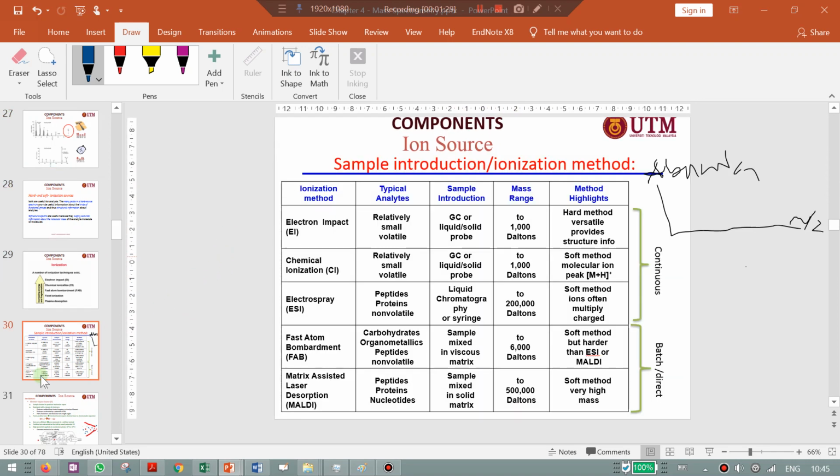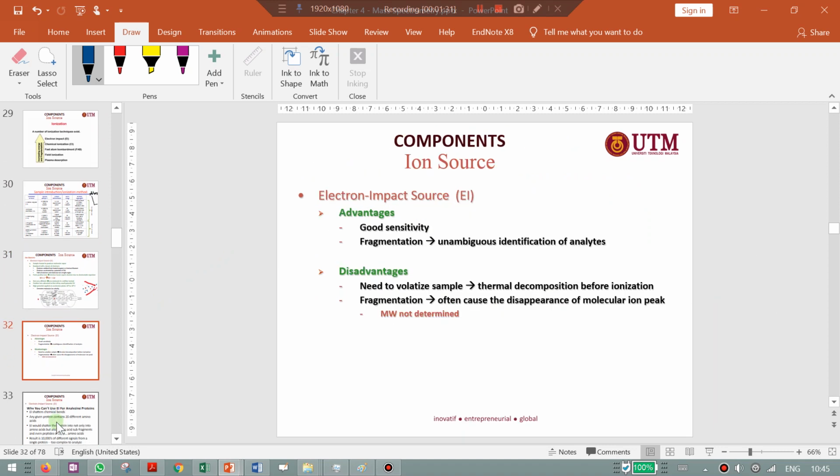but I think the biggest disadvantage of the electron impact source is that it is not really suitable for large compounds, big chunk compounds that are not volatile, such as carbohydrates and proteins, and also thermally labile compounds such as explosives. Alright.